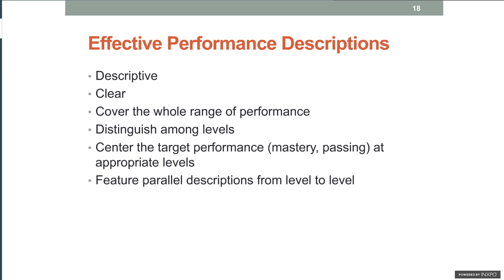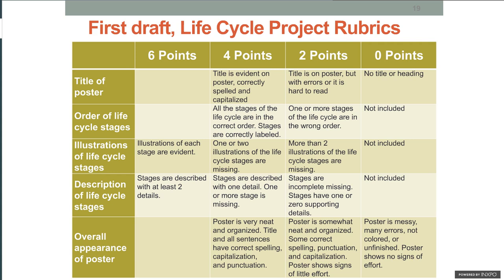If there's a level called proficient or mastery or something, make sure that what's under that level actually does describe mastery or passing or proficient work. And the descriptions from level to level need to be parallel. So whatever you talk about in one level of the criterion, you have to talk about in all of them. And as I was saying, we're just going to do one quick example because my time is coming to an end.